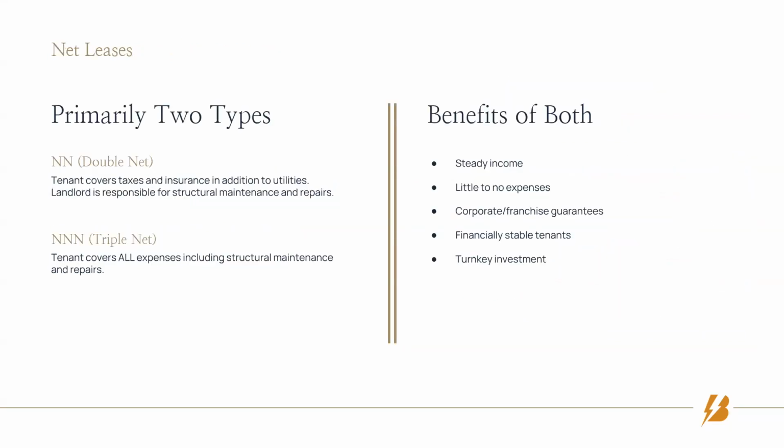So we have two primary lease types here. We have double net and triple net. In a double net, the tenant covers the taxes, insurance, and utilities, and the landlord is responsible for all the structural maintenance and repairs. In a triple net lease, tenants cover all the expenses, including the structural maintenance and the repairs. So the benefits to both are that you get that steady income and little to no expenses, depending on what lease type it is. You either get that corporate or franchise guarantee, you get these financially stable tenants, and you get a turnkey investment.